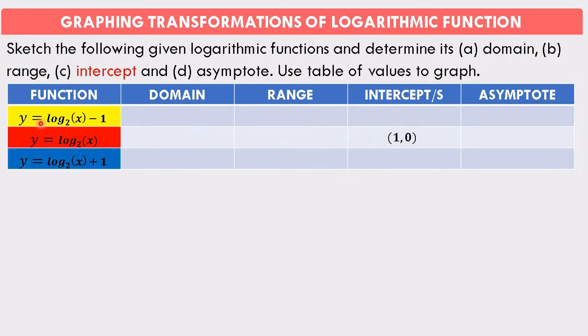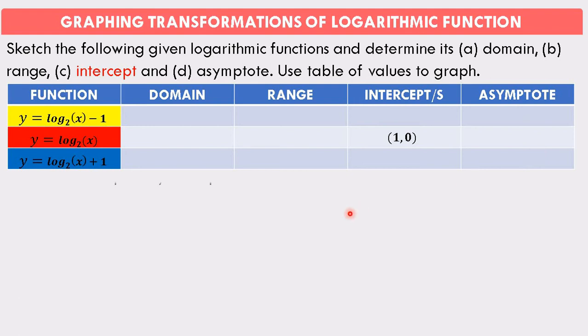So next, we have these three functions. Y equals the logarithm of x minus 1 to the base 2. Y equals the logarithm of x to the base 2. Y equals the logarithm of x plus 1 to the base 2. In this example, we now have the k values. Since these three functions have no h value, their asymptotes are all x equals 0.